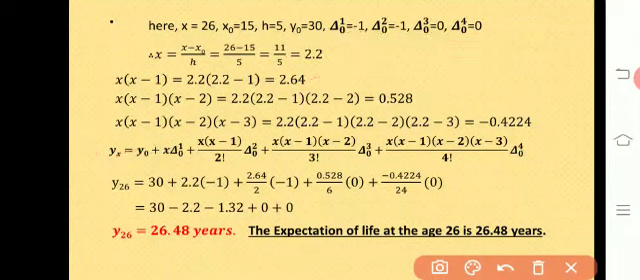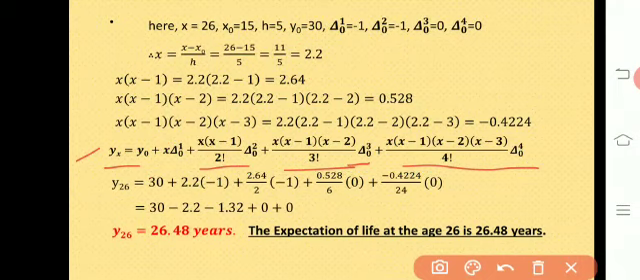The formula is yx equal to y0 plus x into delta 0 raised to 1 plus x into x minus 1 divided by 2 factorial into delta 0 squared plus x into x minus 1 into x minus 2 divided by 3 factorial into delta 0 raised to 3 plus x into x minus 1 into x minus 2 into x minus 3 divided by 4 factorial into delta 0 raised to 4, because we have the values up to delta 0 raised to 4 in the previous table.